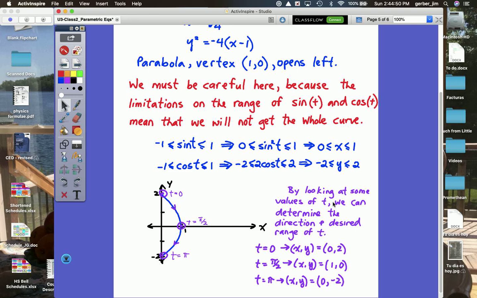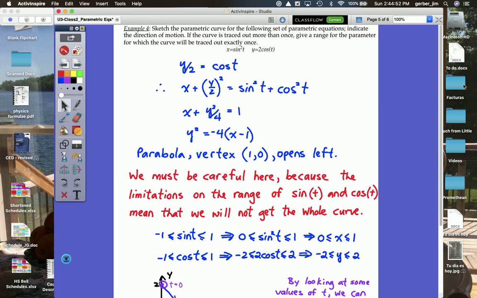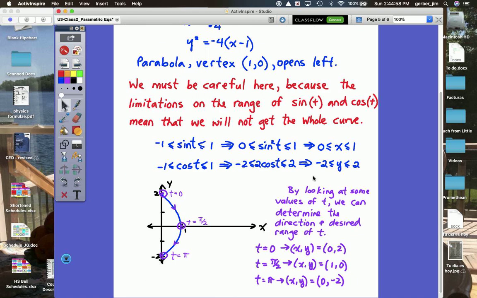So the question asked us to determine a range for the parameter that will trace out the curve exactly once, and it turns out that the curve is traced out once when t goes from 0 to pi.